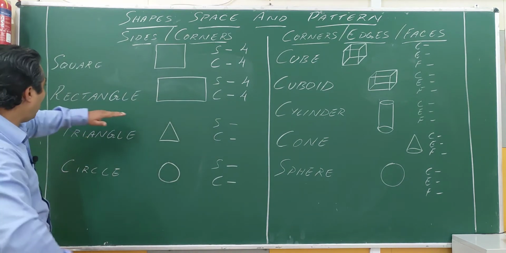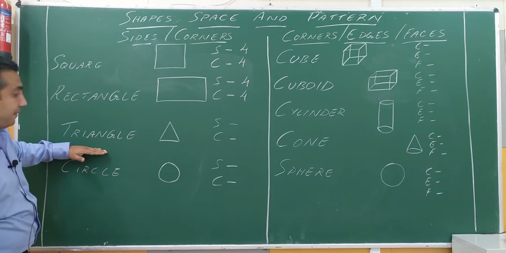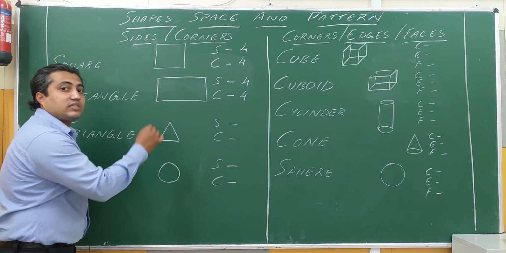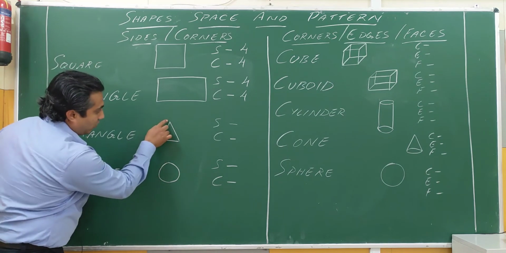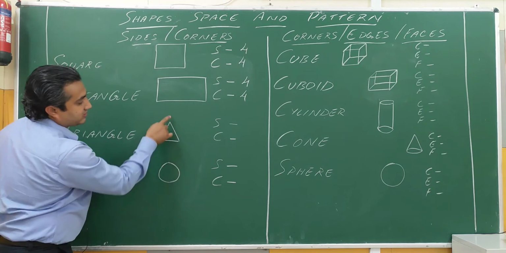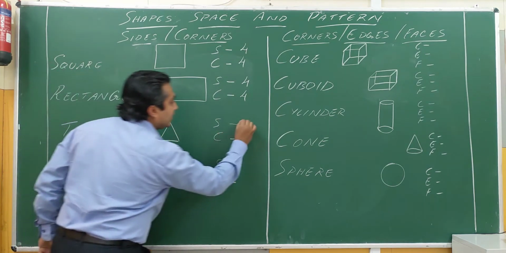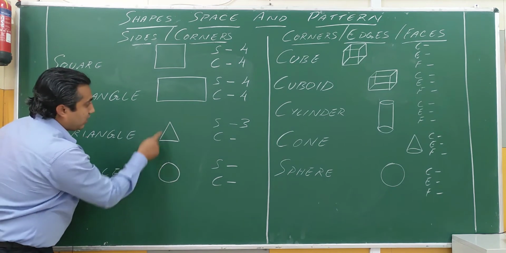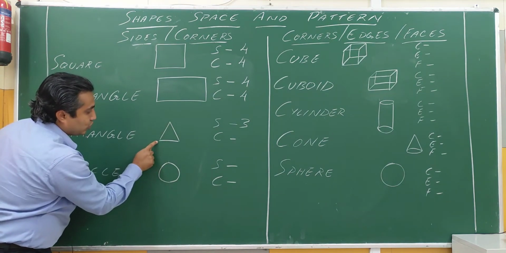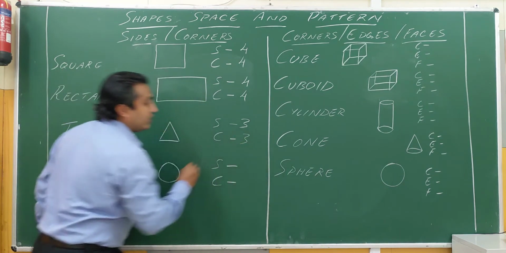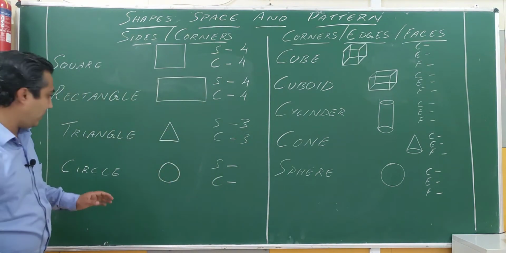Okay, students. Now, let us come to the third flat shape, the triangle. First, let us count the sides of a triangle. 1, 2, 3. There are 3 sides in a triangle. How many corners are there? 1, 2, 3. So there are 3 corners in a triangle.